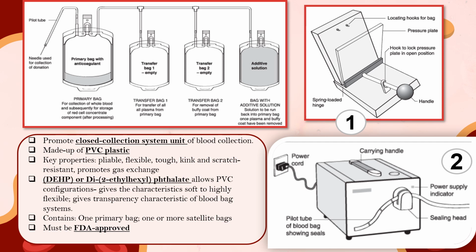In a blood collection system, class, there is always one primary bag, which is the largest bag in the collection system, with the pre-measured anticoagulant, and it contains one or more satellite bags or transfer bags for component preparation. These bags are made of PVC, or polyvinyl chloride plastic, which promotes pliability, flexibility, toughness, and so on. Also, take note that a blood bag must promote adequate gas exchange without evaporating its liquid contents.